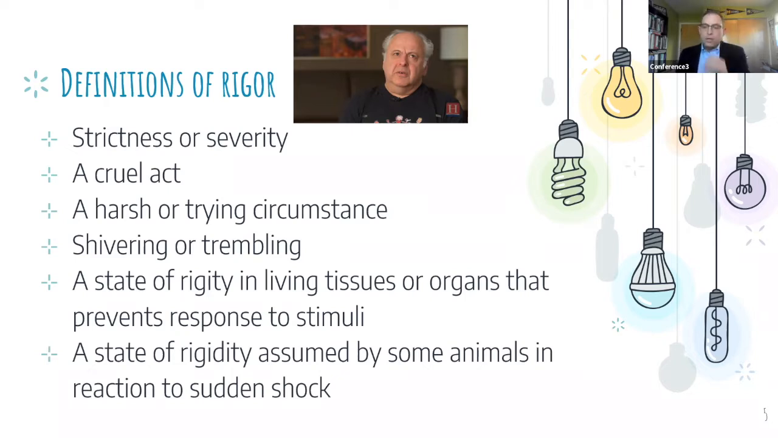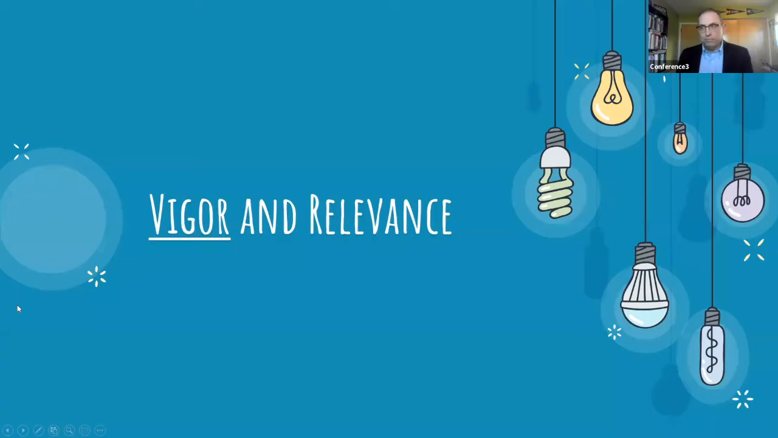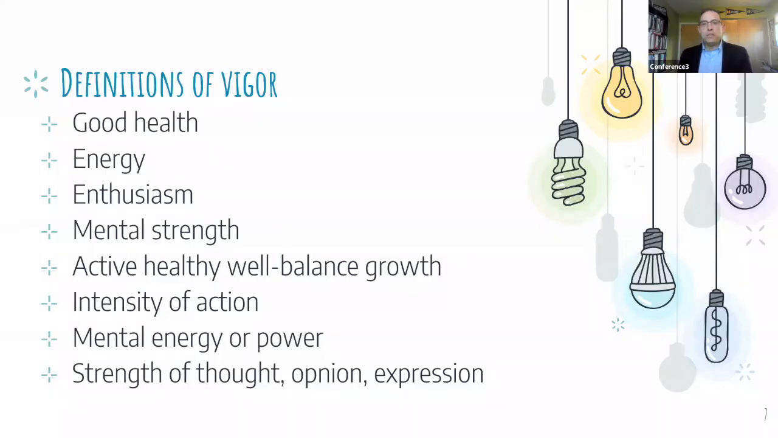Right. So when we talk about rigor, he makes this incredible argument that just based on these various definitions, we don't want this, right? What we want is vigor and relevance, right? We want vigor, not rigor. Because vigor, look at these definitions: good health, energy, enthusiasm, this mental strength, this balance, intensity of action, this mental energy, this strength of thought, opinion, and expression.